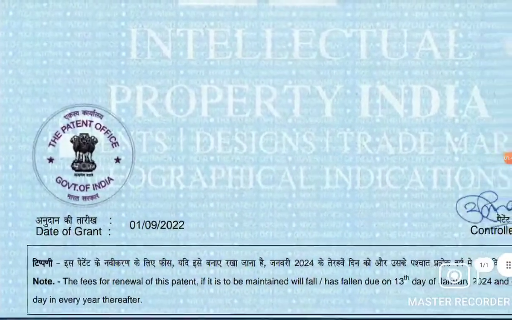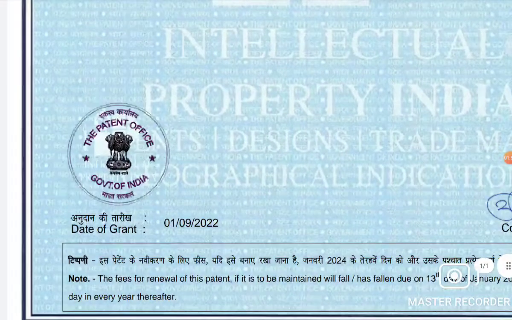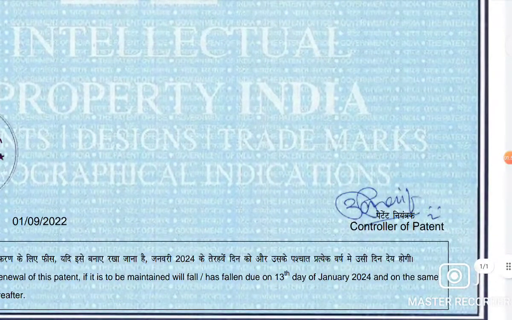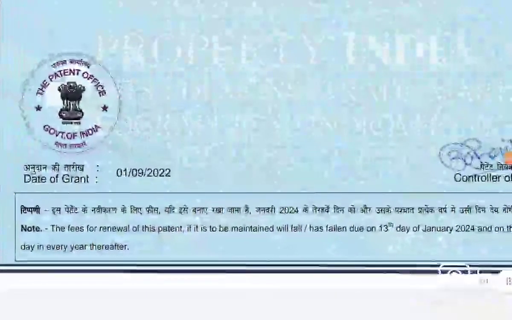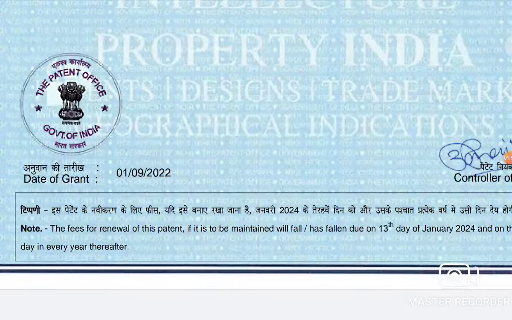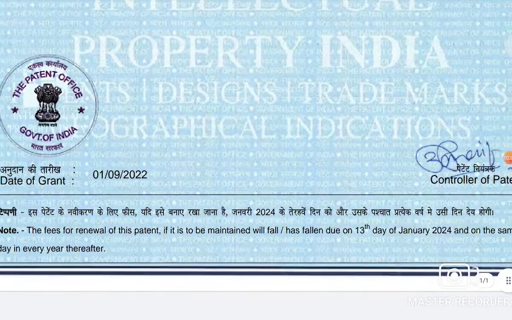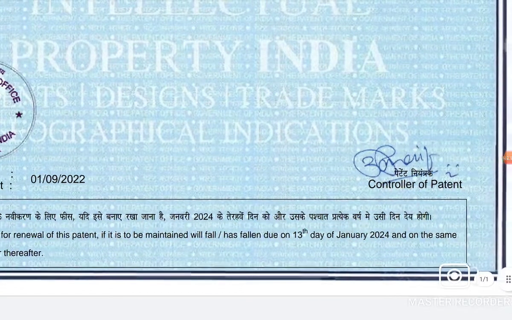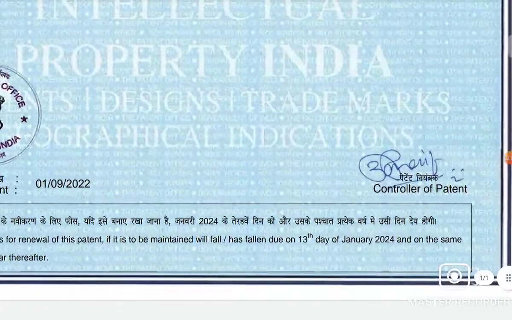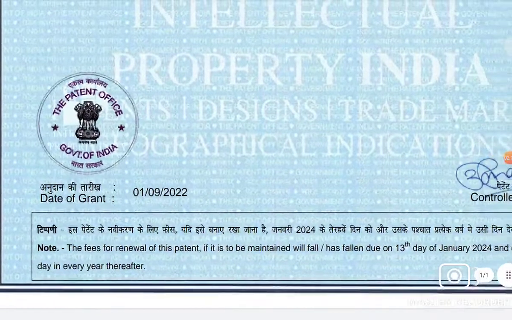If we come to this last part, here we have the stamp of the Patent Office, Government of India, the date of grant. Later here we have the controller of patents, his signature. Here the note is that the fees for renewal of this patent, if it is to be maintained, will fall or has fallen due on 13th day of January 2024 and on the same day in every year thereafter. So this is about the patent certificate.